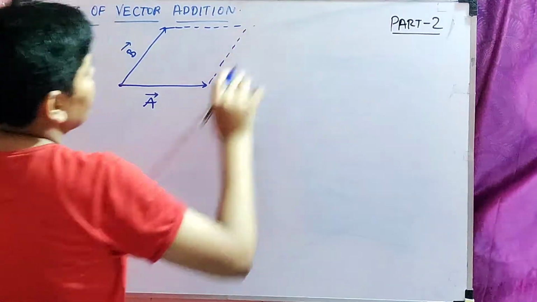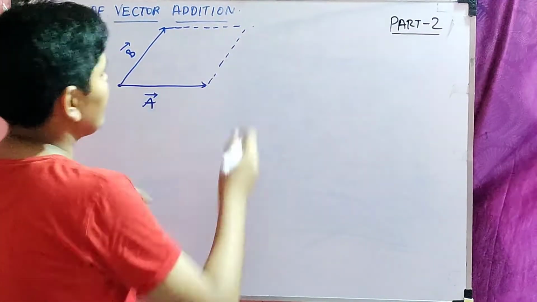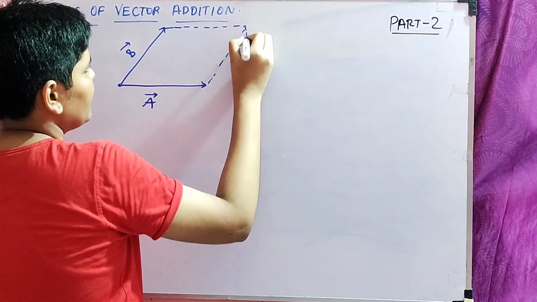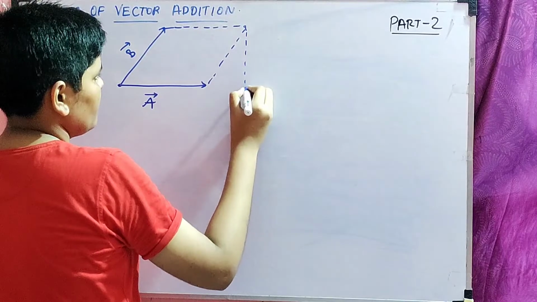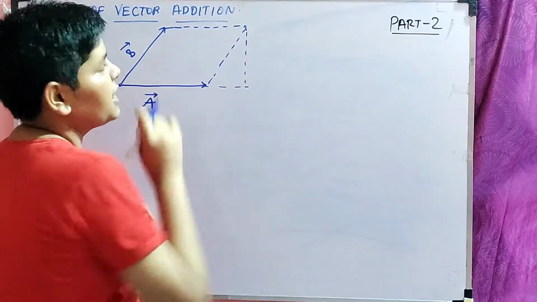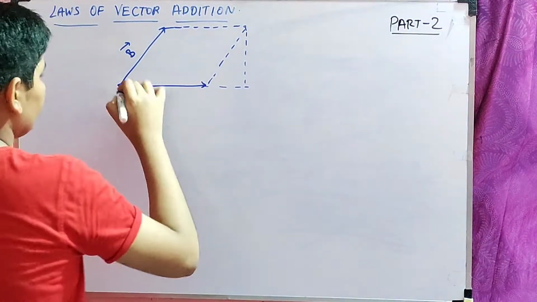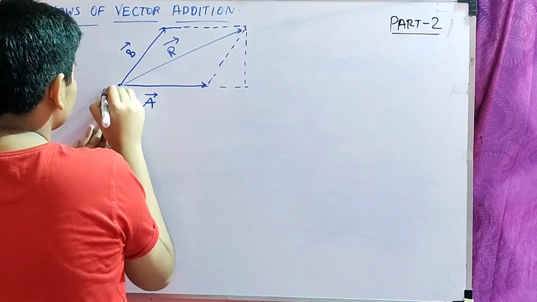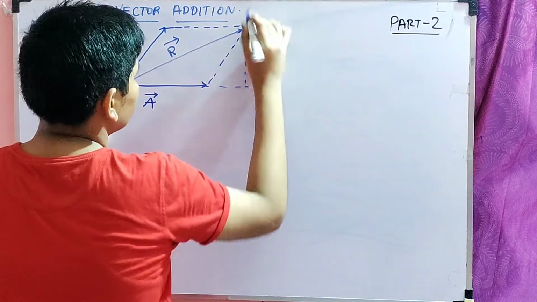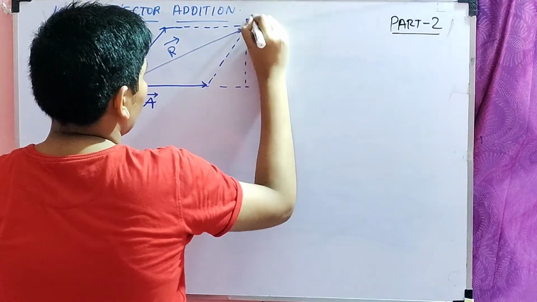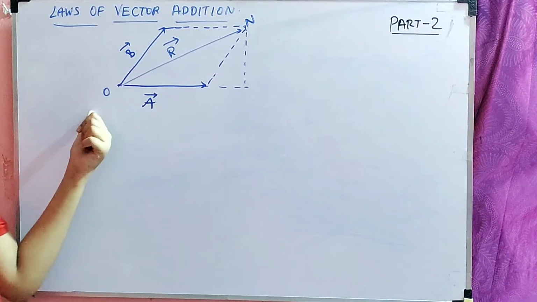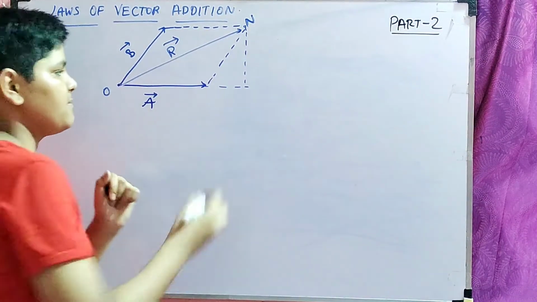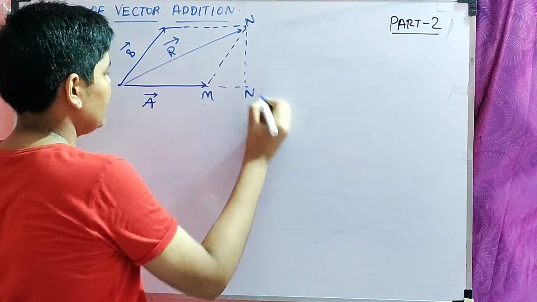After completing it, if we draw a perpendicular from the point, this will give you a right angle triangle. A bar, B bar, and this is the resultant R bar. This is O, we can take this as N, and these two points we can specify as M and P.